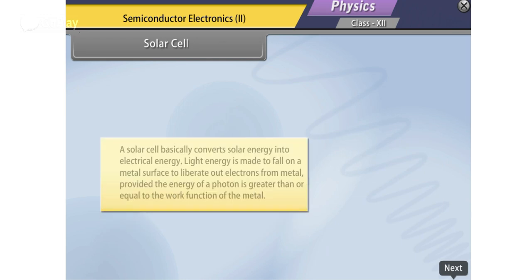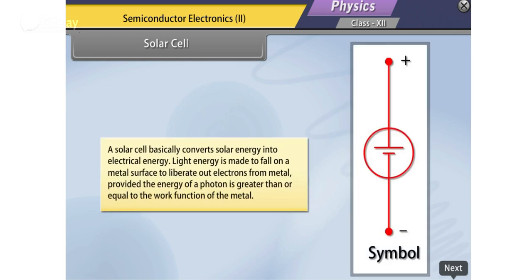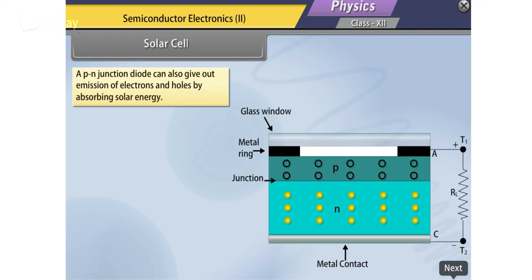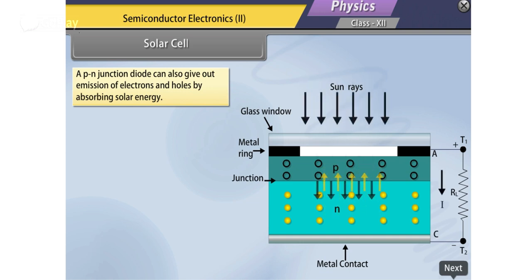Solar cell. A solar cell basically converts solar energy into electrical energy. Light energy is made to fall on a metal surface to liberate electrons from the metal, provided the energy of a photon is greater than or equal to the work function of the metal. A p-n junction diode can also give out electrons and holes by absorbing solar energy. The P material at the top is very thin compared to the thickness of the N material. Thus, solar energy photons entering from the top glass window easily penetrate up to both sides of the junction.